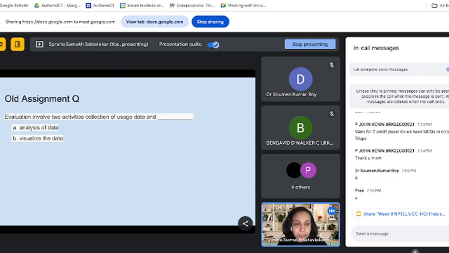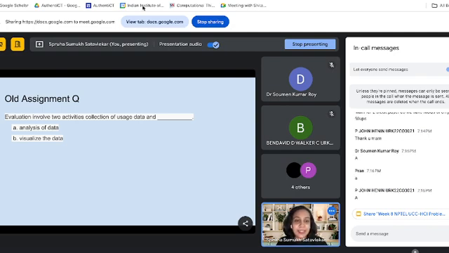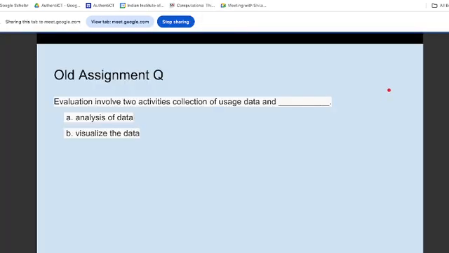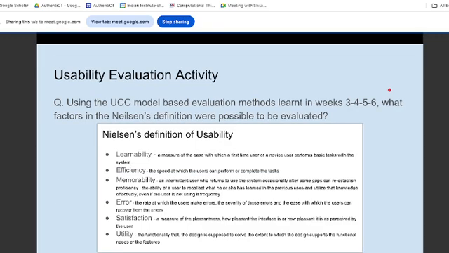Okay, we have one option. Yeah, okay. So this is accurate. Yes, A is the answer. Evaluation involves two activities: collection of usage data and the analysis of data, which may or may not lead to a model. Next, we have the usability evaluation activity now.